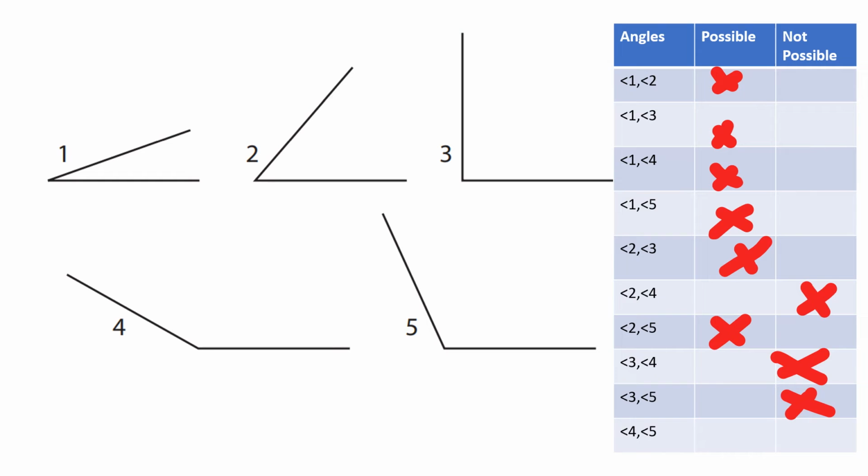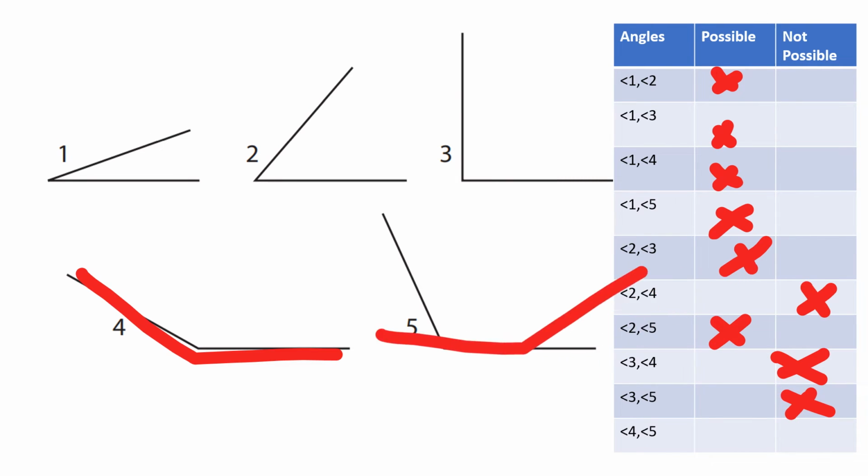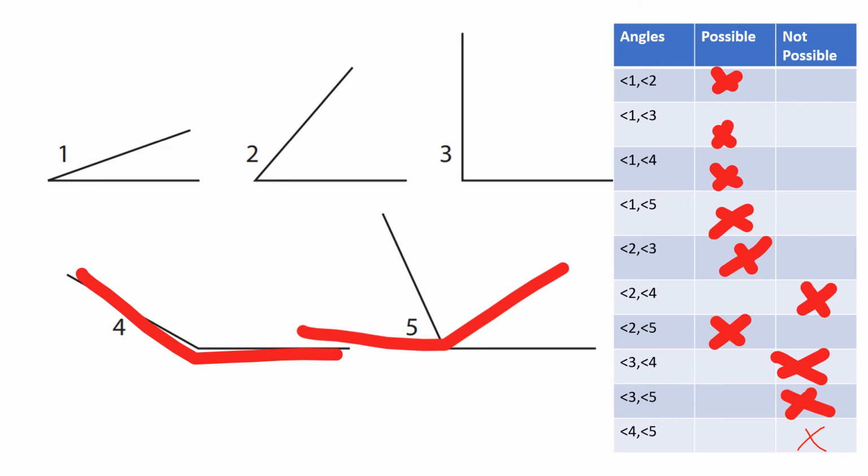And then the last one I need to try is angle 4 and angle 5 together. And as you can see, that one is also a no. So that is the chart that needs to get filled in for the first part of lab 3.2.